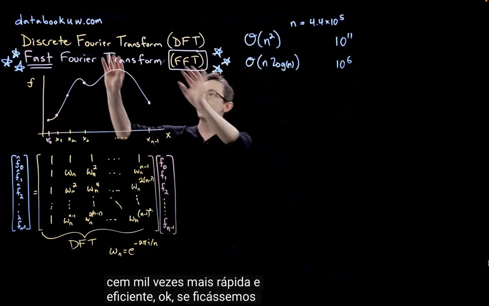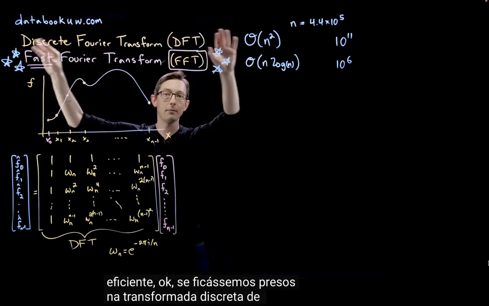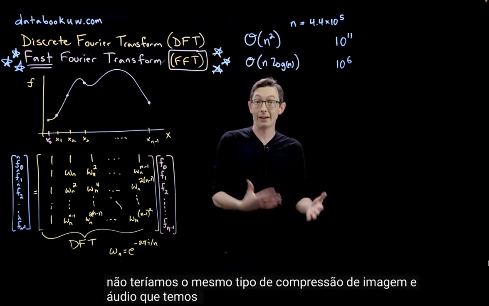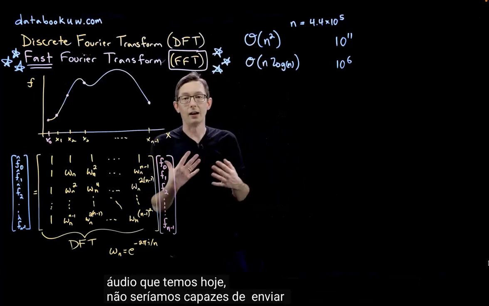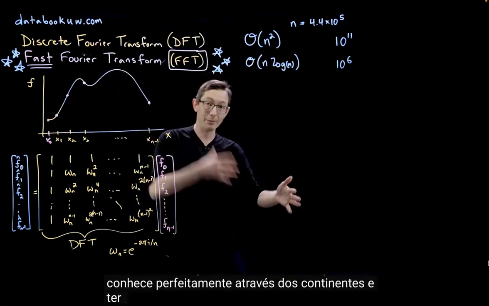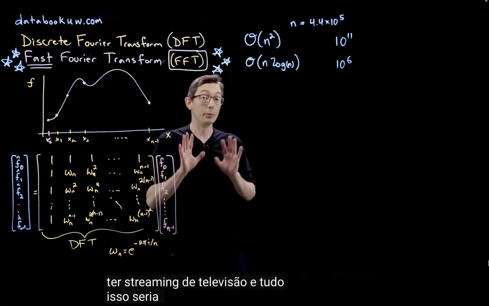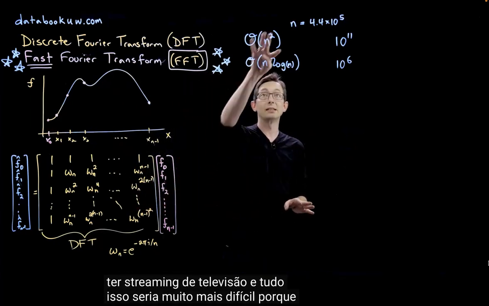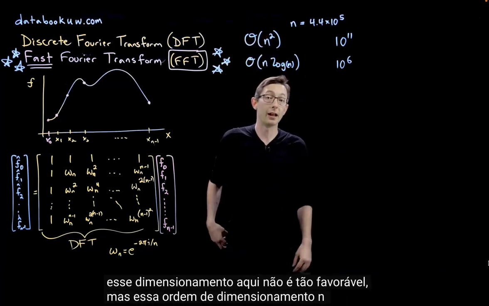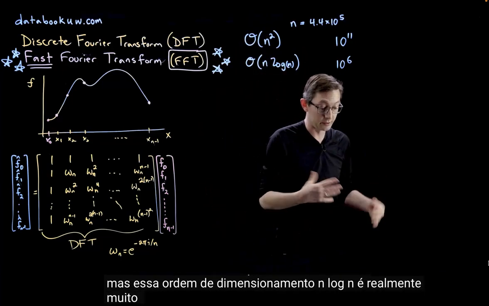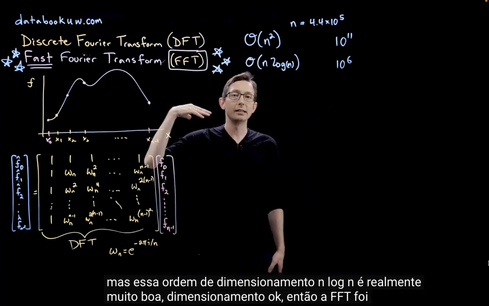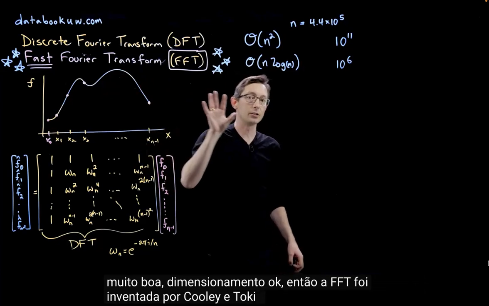If we were stuck doing the discrete Fourier transform, we wouldn't have the same kind of image and audio compression that we have today. We wouldn't be able to send pictures seamlessly across continents and have streaming television, and all of this would be much, much harder because this scaling here is not that favorable, but this scaling, order n log n, is really, really good scaling. So the FFT was invented by Cooley and Tukey.